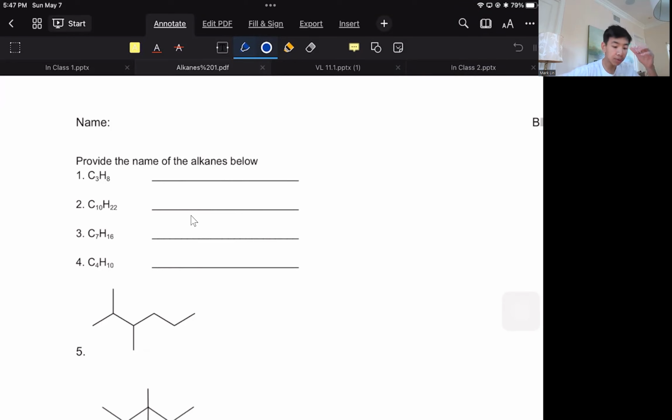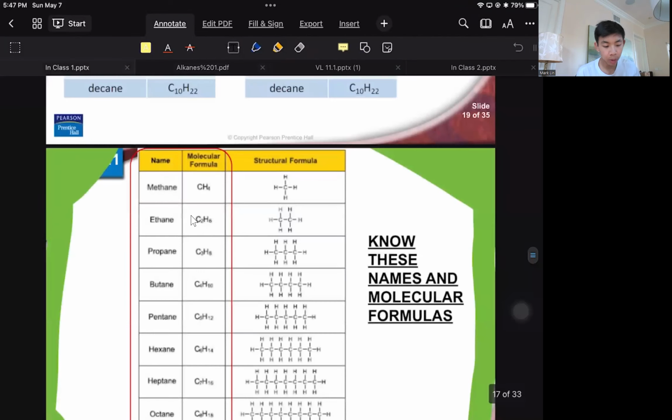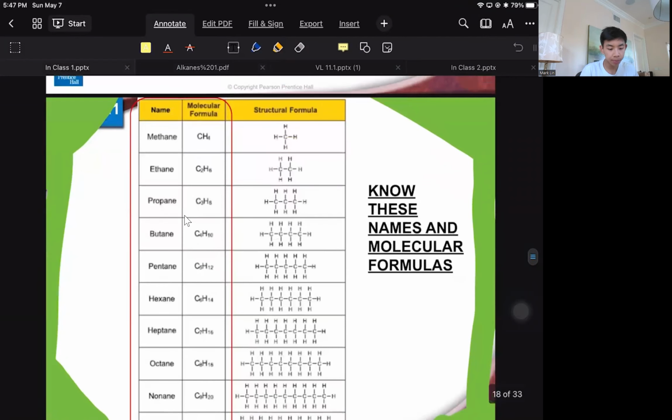Okay, so provide the name of the alkanes below. This should be in your head. I recommend you just memorize the table and know this automatically. Like, what is the name of C3 or 10 or 7 or 4? On the chemistry exam, you should know this instantly. It should be automatic. So, referring back to the in-class lecture one, here it is.